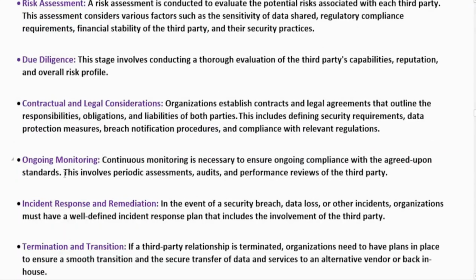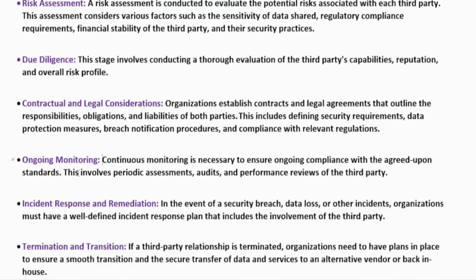Then in the next step we have ongoing monitoring. Once the relationship is established, continuous monitoring is necessary to ensure ongoing compliance with agreed upon standards. This involves periodic assessments, audits, and performance reviews of the third party. In this step, an organization may also use automated tools to monitor the third party's security posture and detect any changes or vulnerabilities.